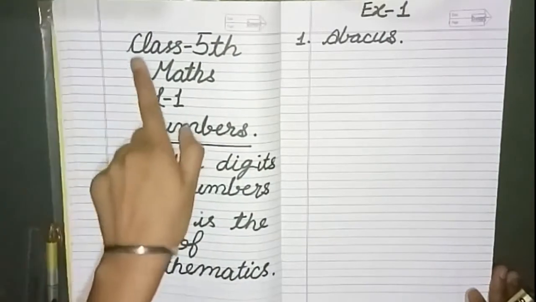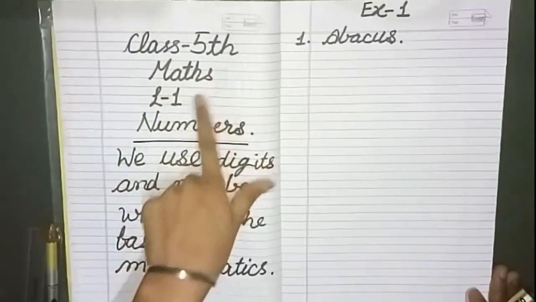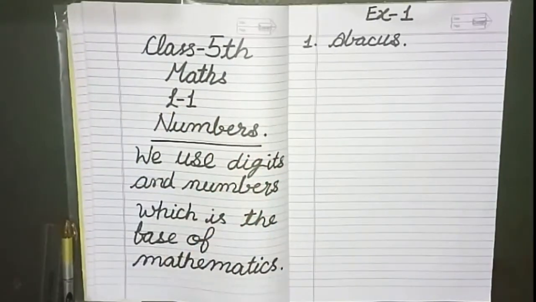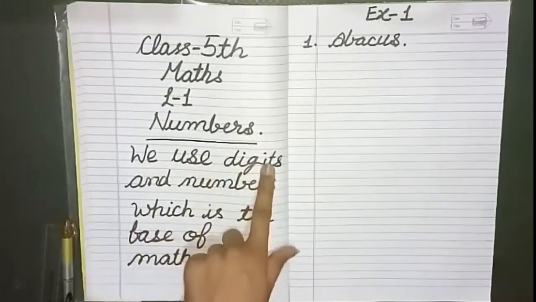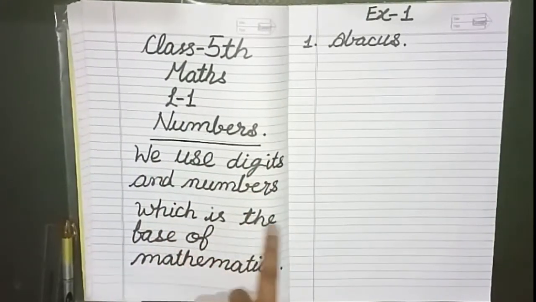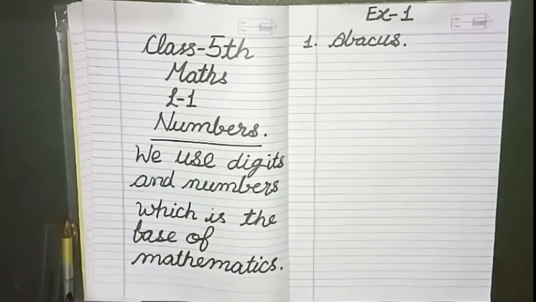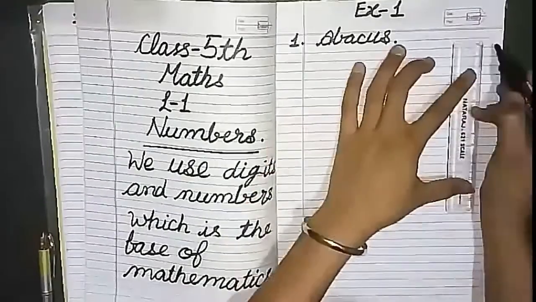So I am back with subject maths, class 5th, lesson 1, Numbers. We use digits and numbers, which is the base of mathematics, right? So let's start with exercise 1.